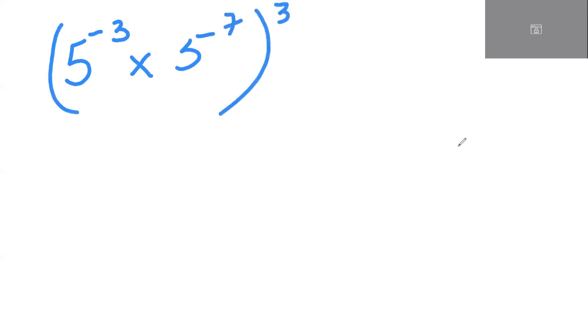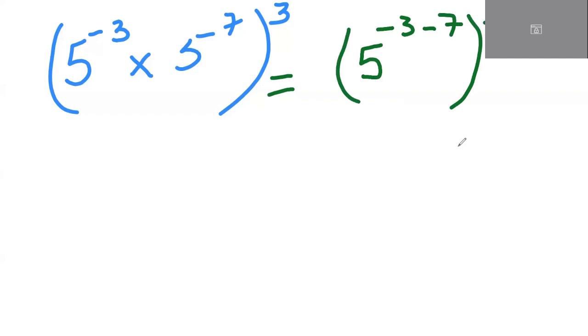Next question is 5 to the power minus 3, 5 to the power 7 inside a bracket, and power 3 is there on the top. So first we will solve whatever is there inside the bracket. Let's solve it. Bases are same. 5 raised to the power minus 3 minus 7, and whole cube is there.